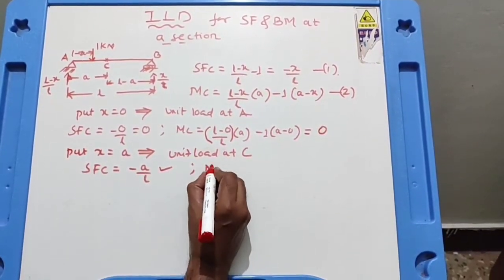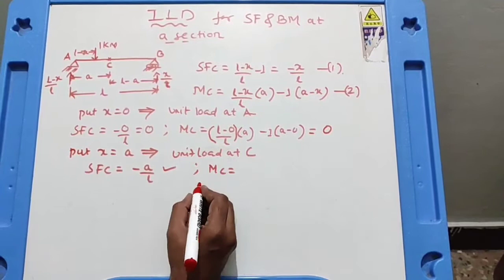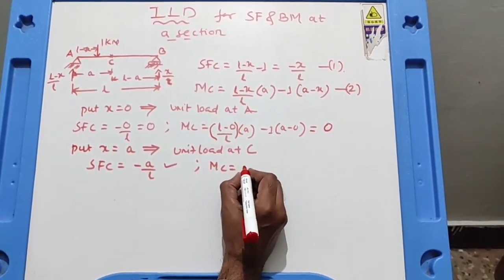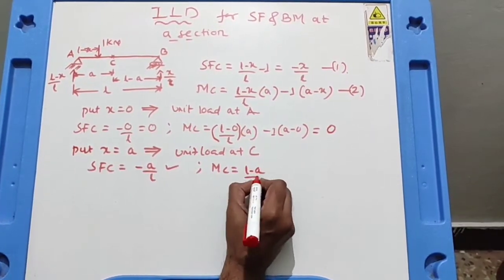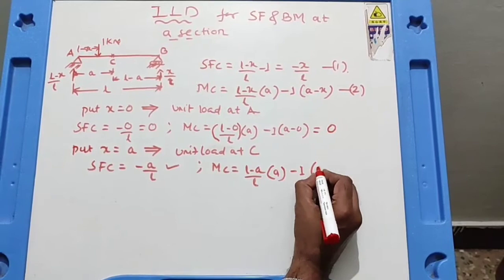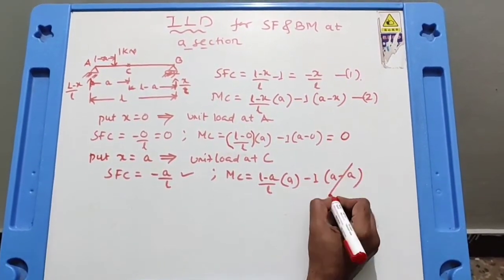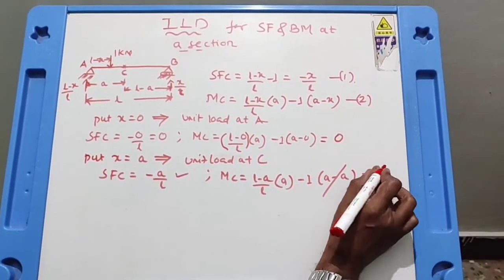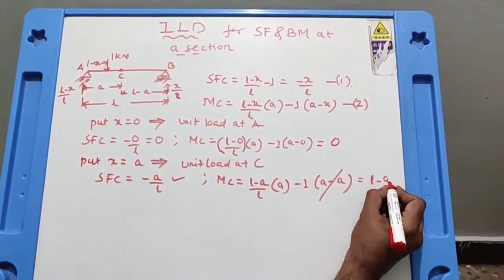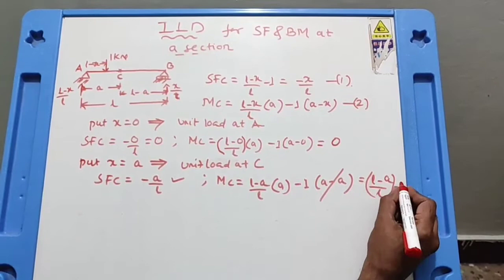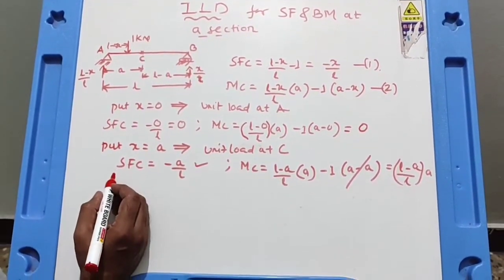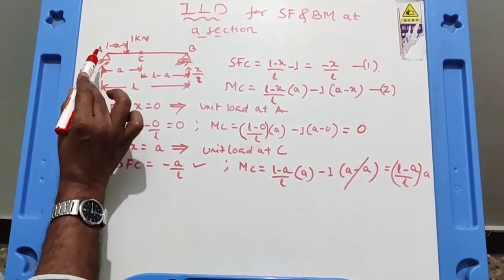What is bending moment at C? Put x is equal to how much? A. So when you put x is equal to A, you're going to get L minus A upon L into A minus 1 into A minus A, because x is equal to A. So this becomes 0. So finally L minus A upon L into A. So this is how bending moment and shear force vary when the unit load is moved from A to C.